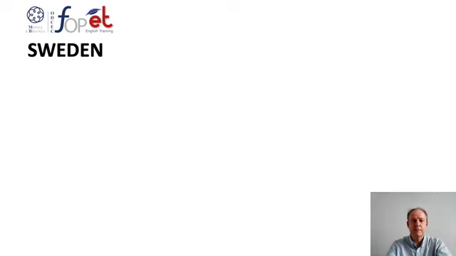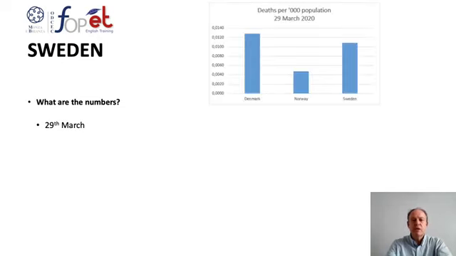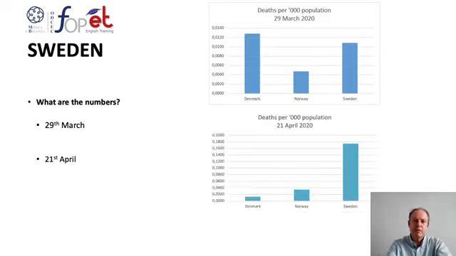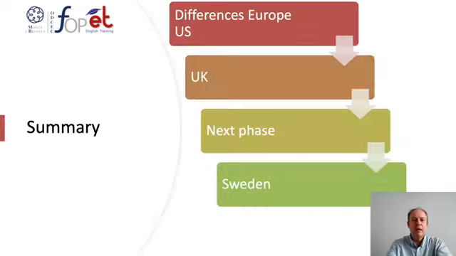Is it working? What are the numbers? On the 29th of March, when we looked, these were the deaths per thousand population. We could see Denmark had slightly more deaths per population than Sweden. This was the 29th of March. 21st of April, yesterday, huge difference. Okay, so Sweden now has far more deaths than Denmark and Norway.